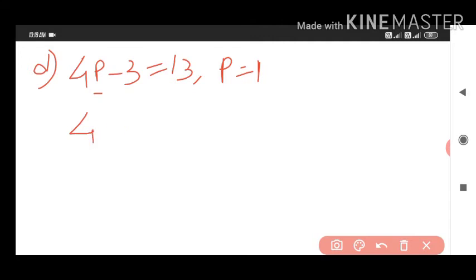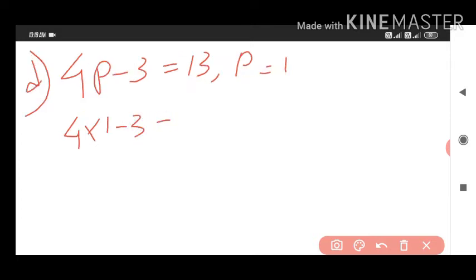4 into 1. 4p means 4 multiplied with p. What is the value of p? It is 1. Now 4 into 1 is how much? 4. 4 minus 3, how much will you get? 1, isn't it? Now 1 is not equal to what? 13. 1 is not equal to 13.